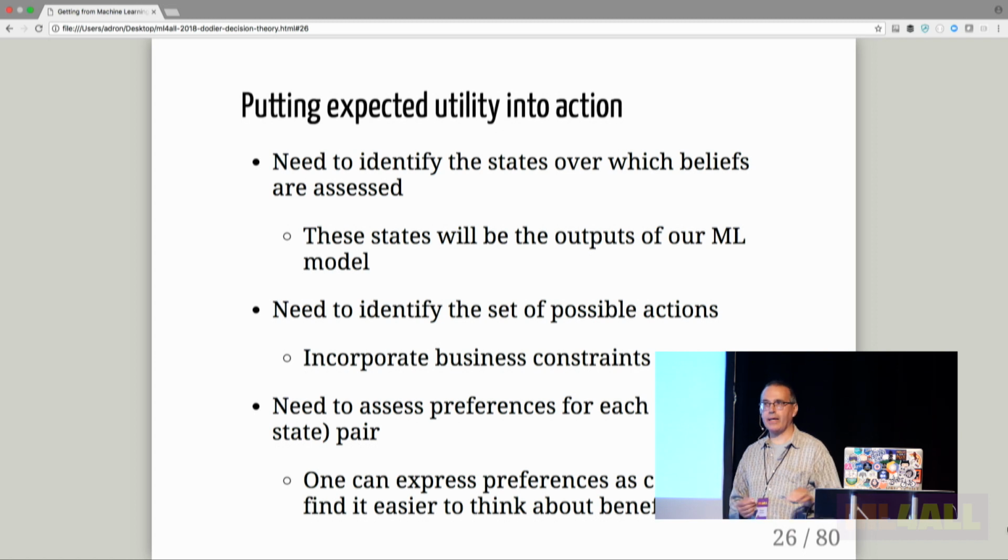Just a side note, it's possible to express this whole theory by looking at expected cost instead of expected benefits, and that just means that you change all the positives to negatives and vice versa. And it works both ways. I find it easier to keep it straight if I think about benefits being positive.